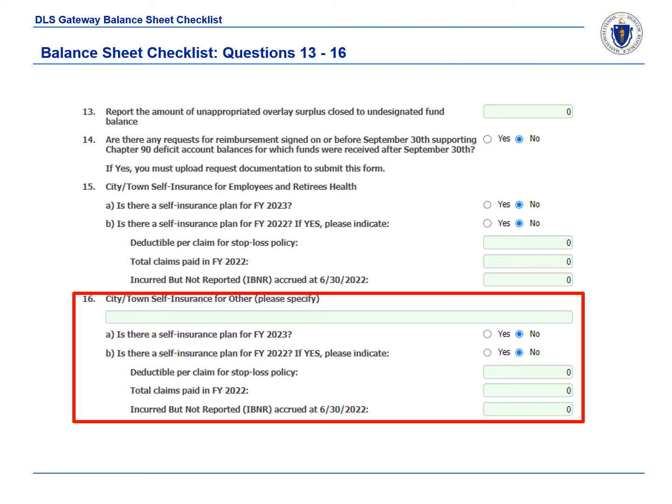A yes answer to parts A and B means that your community is self-insured for other benefits other than health insurance. If you answered yes to part B, you must include amounts for the stop-loss policy deductible, total claims paid in the prior fiscal year, and the incurred but not reported, or IBNR, accrued as of June 30th.